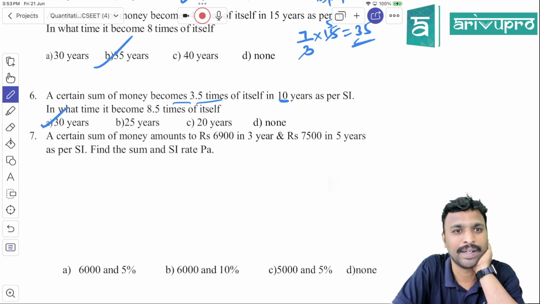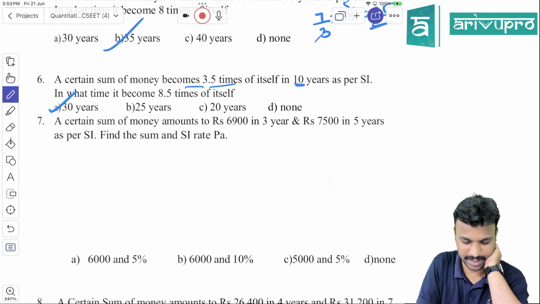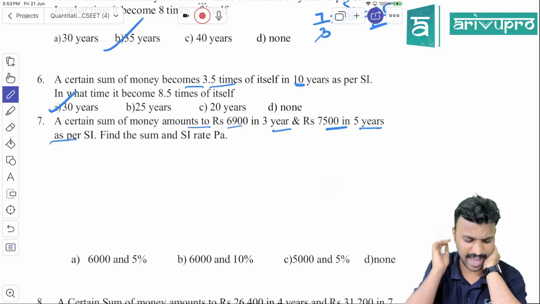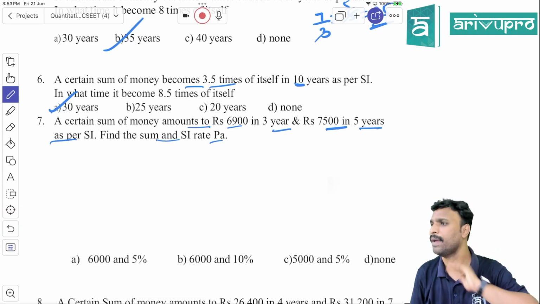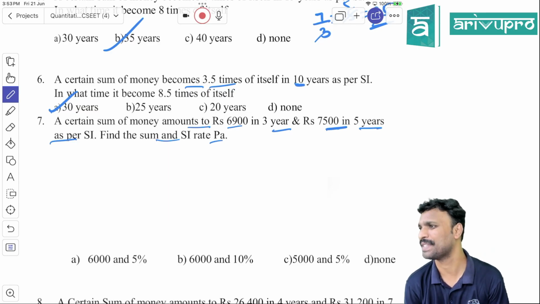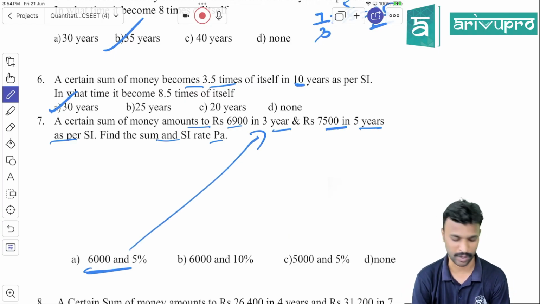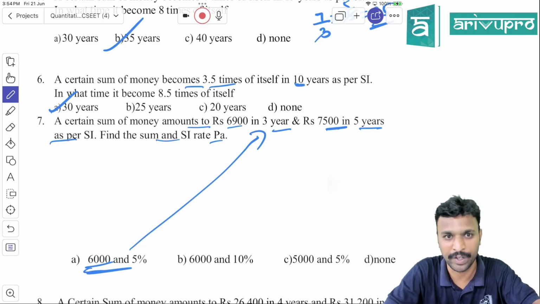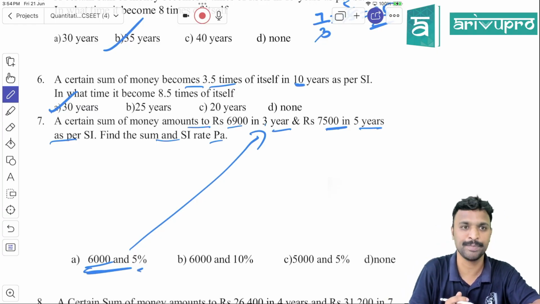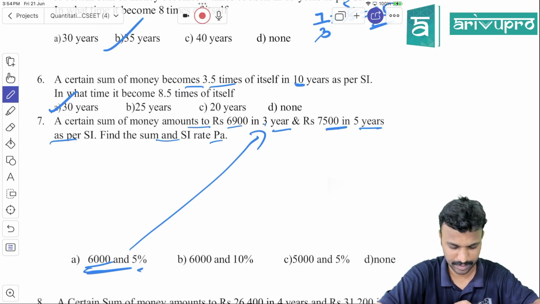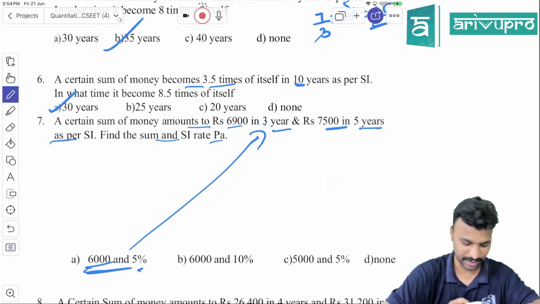Clear? Next. A certain sum of money amounts to 6,900 in 3 years and rupees 7,500 in 5 years as per SI. Find the sum and SI. Where are the sum and SI? In the options. First of all, cross check whether it satisfies or not. If you take 6,000 principal, 5% in 3 years means 15%. 15% on 6,000 is 1,800, so 7,800 comes. Is it the first option?